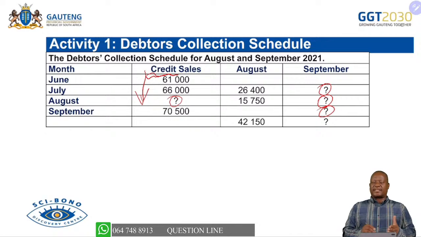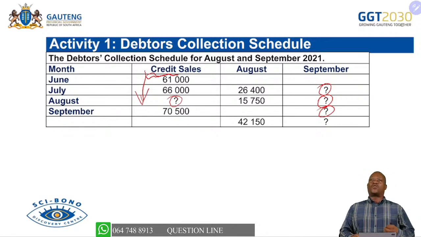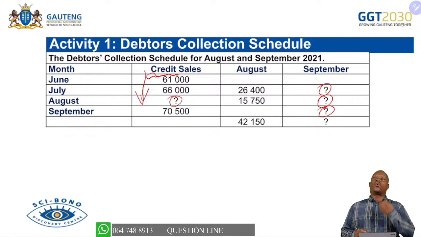Now let's go to this side. The September collections. Please take note. According to the information that we have been given, we are expected to collect in 3 months, which means in September we are collecting for September, which is the month of sale. We are also collecting for the previous 2 months, which are August and July. So in September, we are collecting 3 collections for September and the previous 2 months.